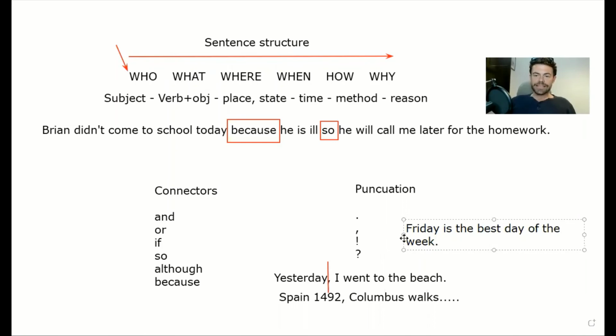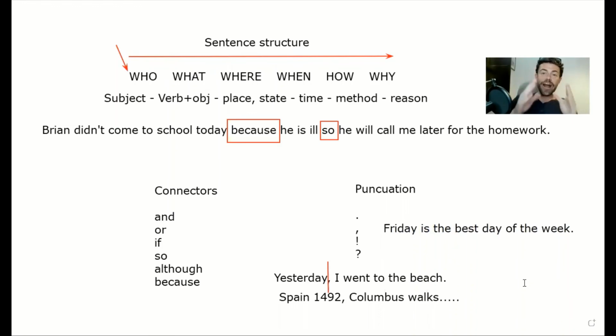Friday is the best day of the week. Now, what do we have here? See, this is a little bit different because now Friday is not the time. It's not when. Friday is the subject. We are speaking about Fridays as a subject, not as a reference of time. So "Friday is the best day of the week" is a completely perfect sentence.